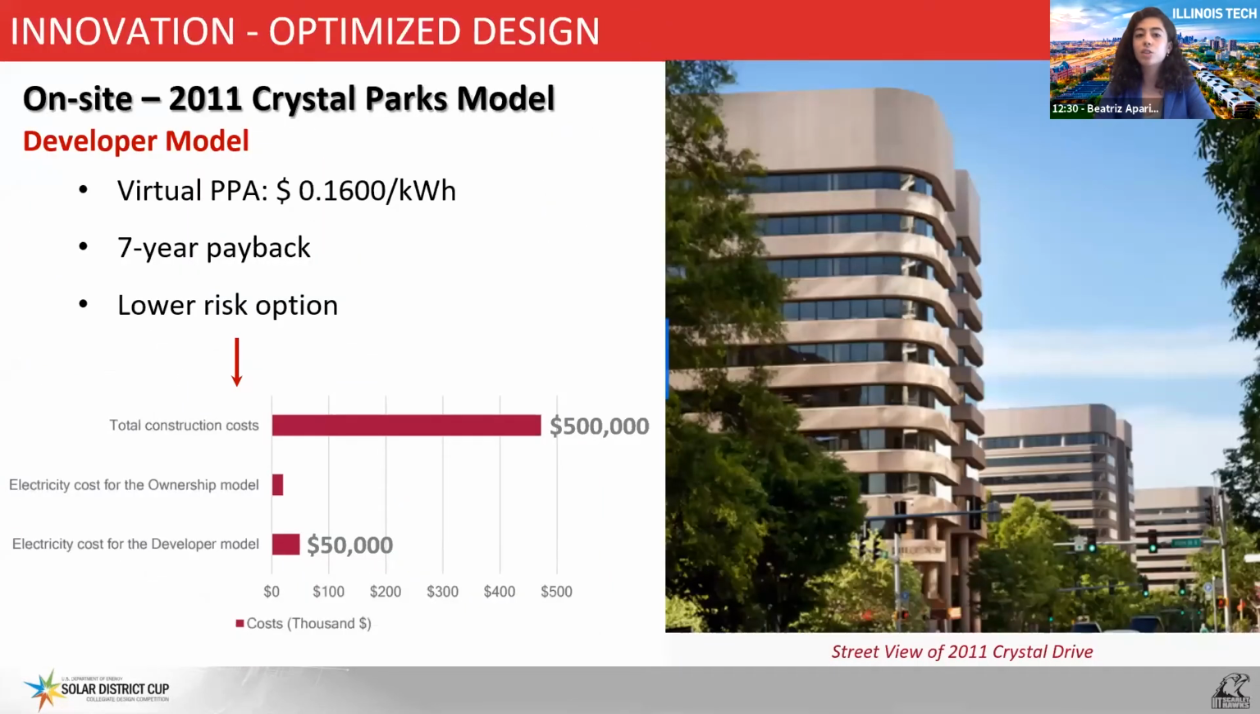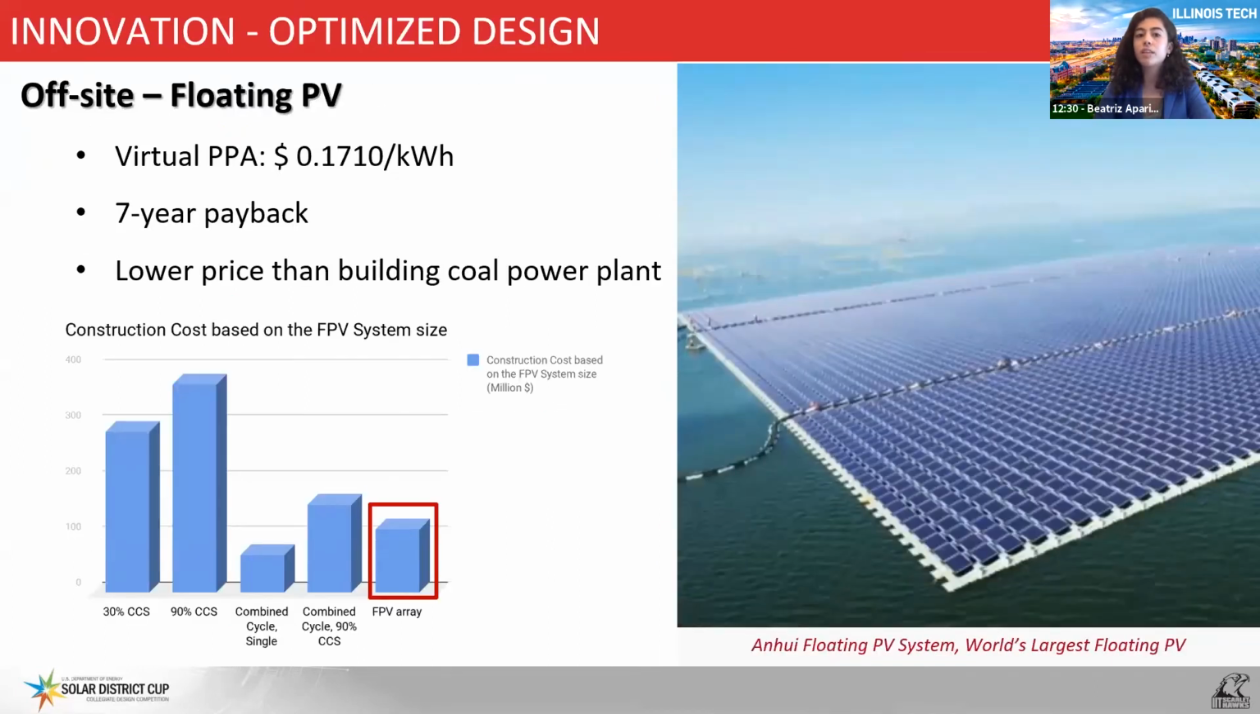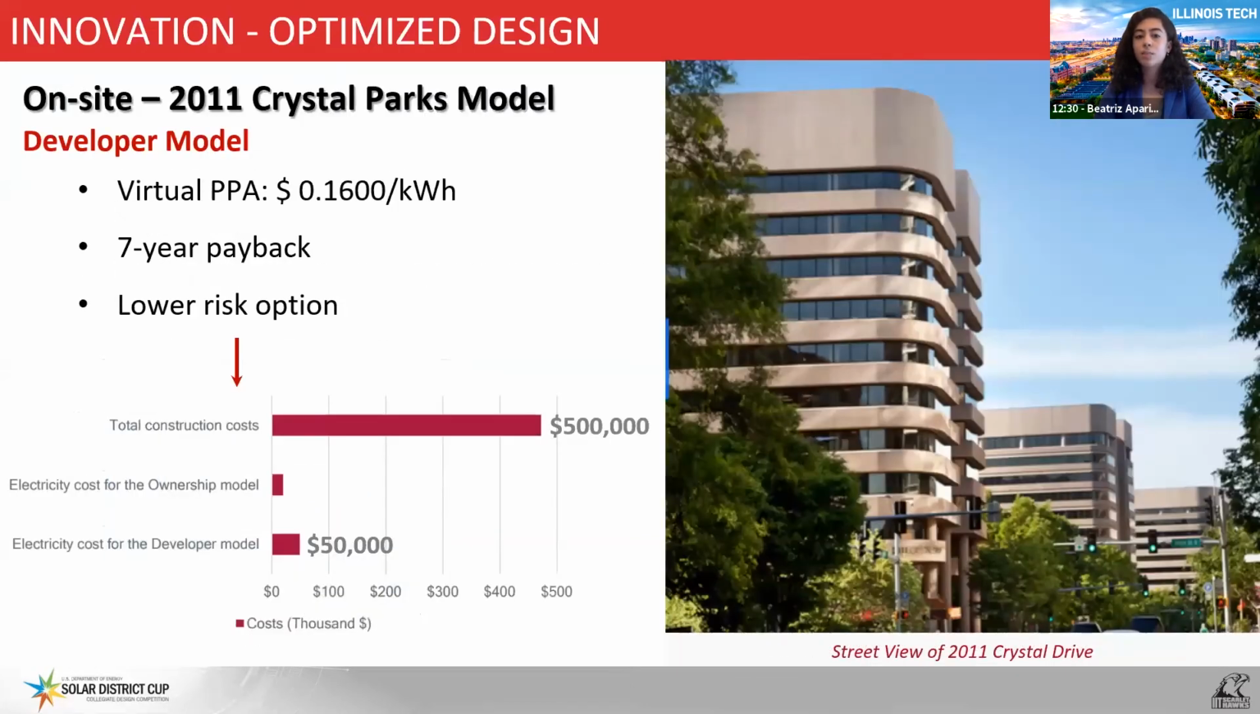As a final solution, we suggest adopting a developer model with a virtual PPA that provides a 7-year payback. Examining the economic fitness of building 2011, we see that the premium cost of electricity supplied by renewable sources would be about $50,000 for the developer model, which seems like a higher price than the one JBG Smith would be paying considering Schedule 10 only. However, the developer model provides a lower risk option, allowing JBG Smith to avoid the total project construction costs that are around $500,000.